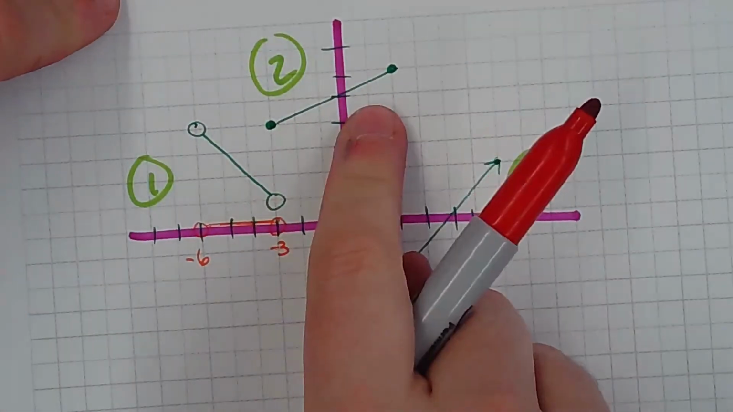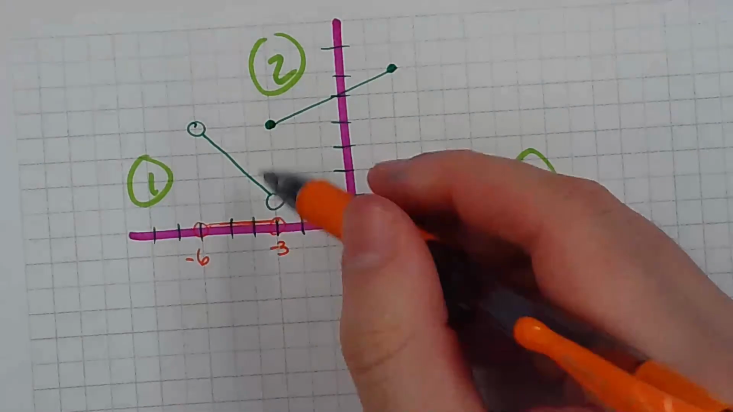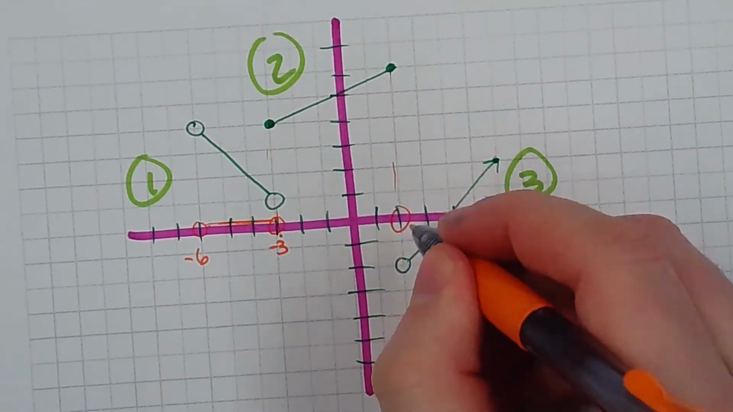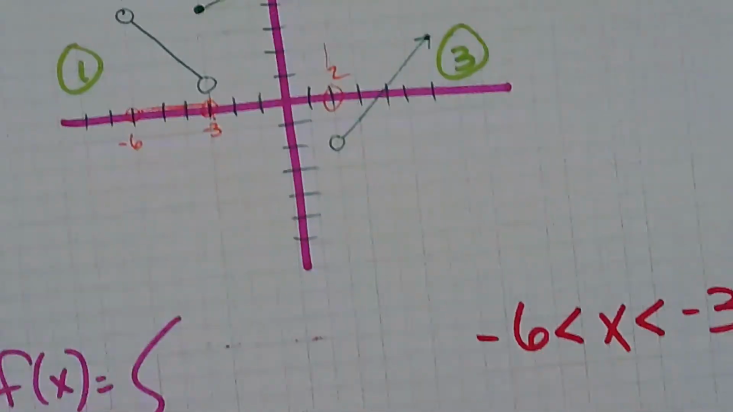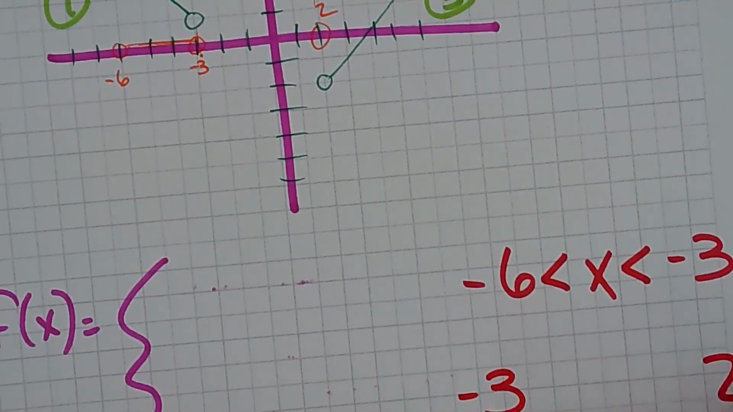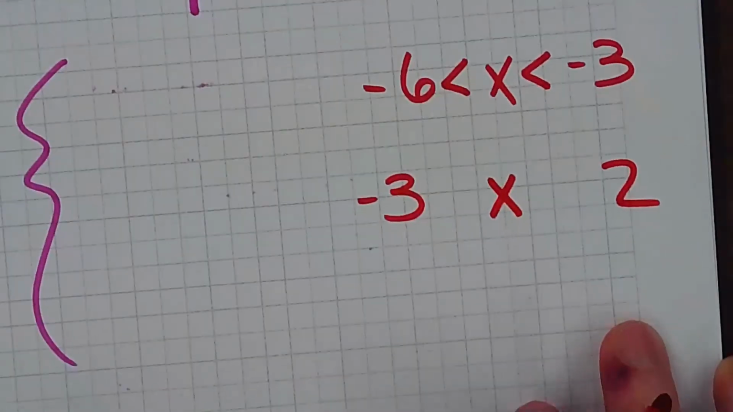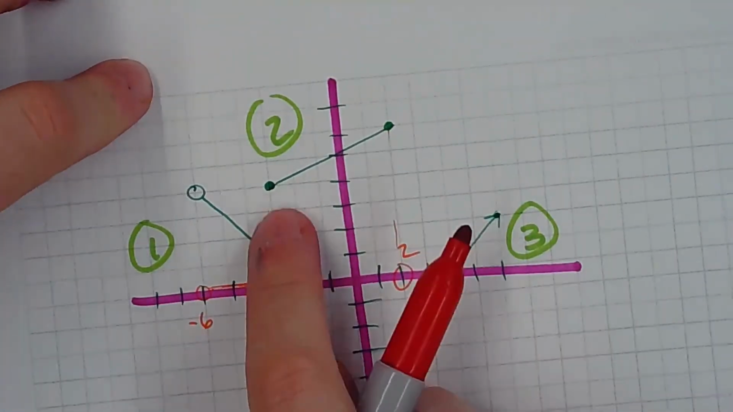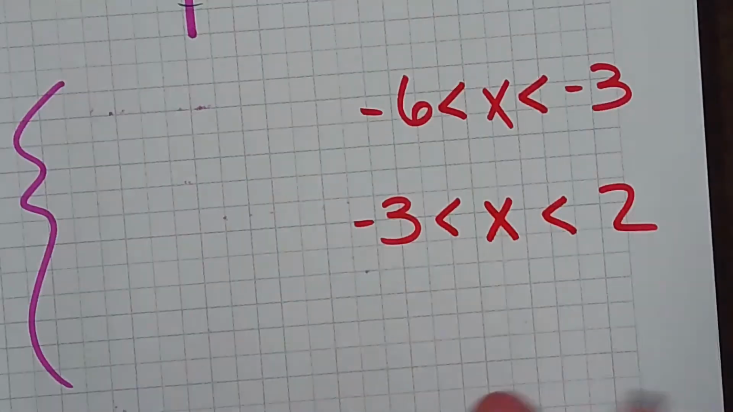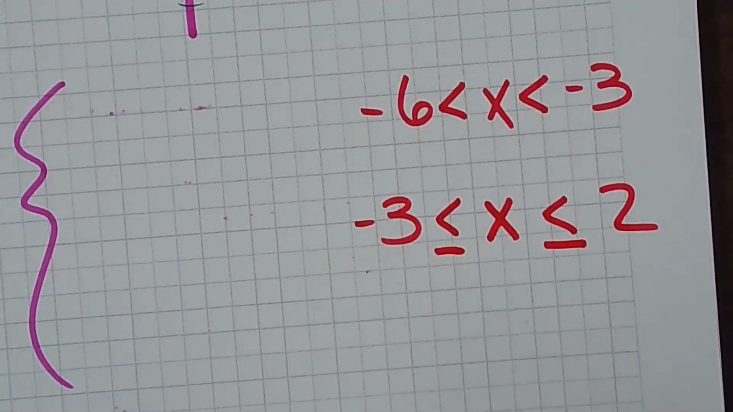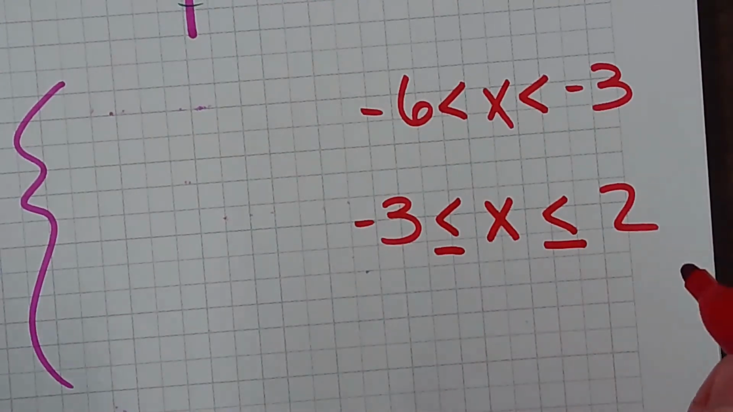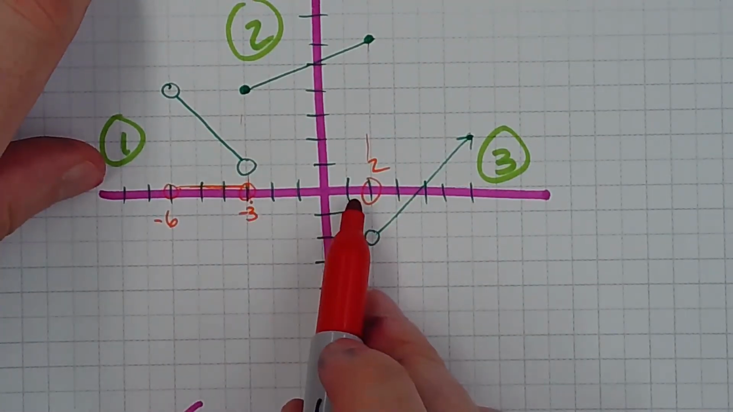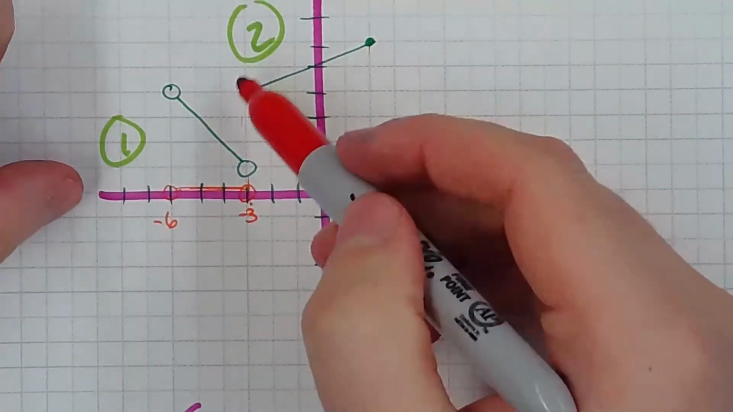For number 2, it looks to be between -3 and whatever this is. Looks like 2. So we write -3 on the left and 2 on the right and x in the middle. And again, we do this. And for this one, these are filled in, so we're going to do a line underneath to show that. And that's our domain restriction for number 2. X is between -3 and 2. Between -3 and 2 is where this guy takes place.